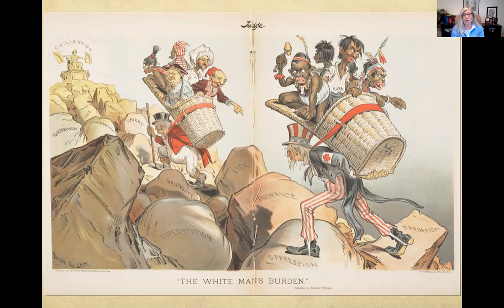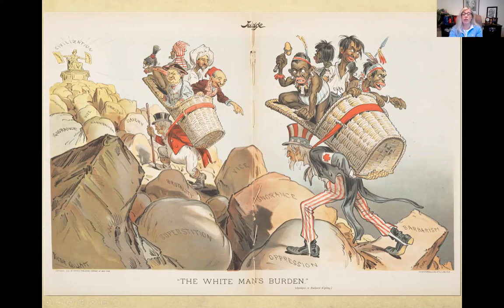So look at the image here. You've got Uncle Sam representing the United States. You've got this British man, and they are climbing up all of these hazardous obstacles: barbarism, oppression, ignorance, vice, brutality, superstition, and they're carrying on their backs, literally.